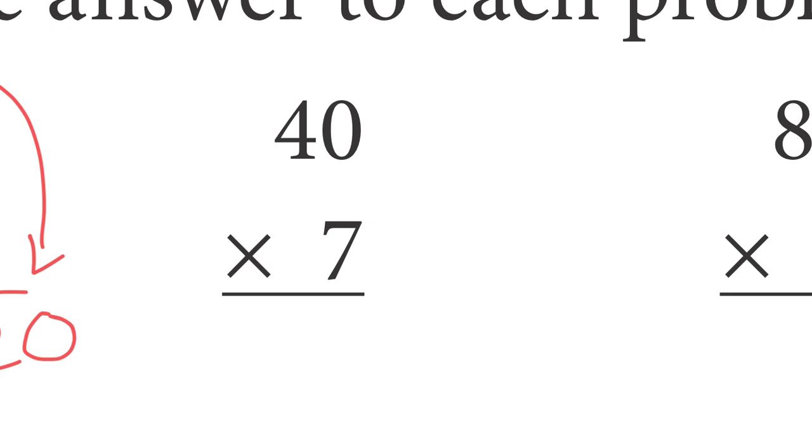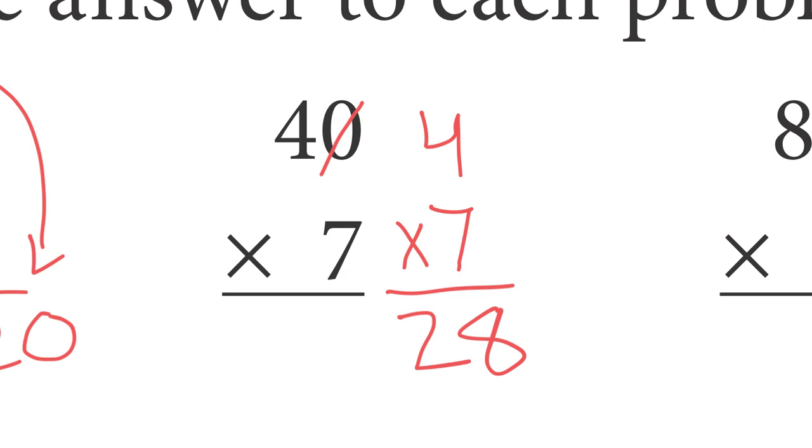Here I have 40 times 7. Once again, I could forget the 0. And then I just have the problem 4 times 7. I'm rewriting it just so that you can see that it is just one number times another. 4 times 7 is 28. The only thing that I have to do is remember to put my 0 back on when I'm done. The answer is 280.